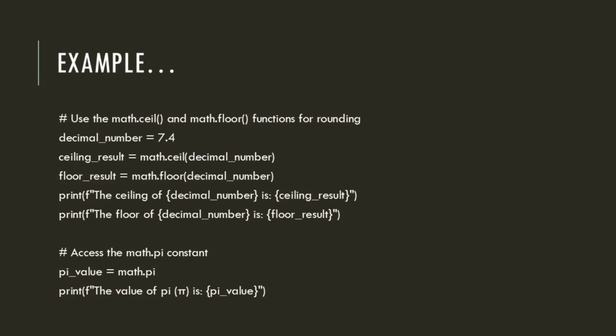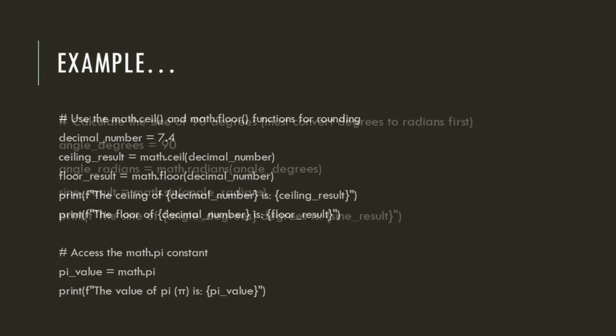Access the math.pi constant. Pi value equal to math.pi. Print f-string, the value of pi is pi value.